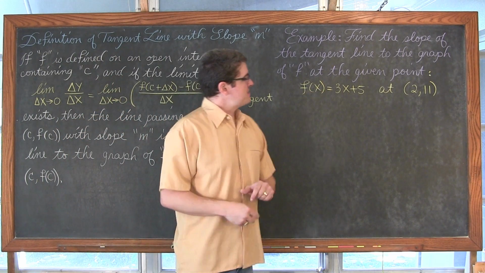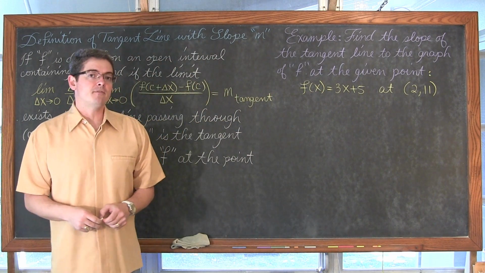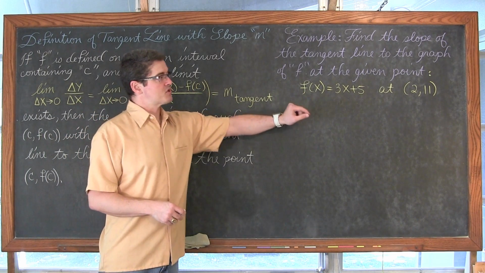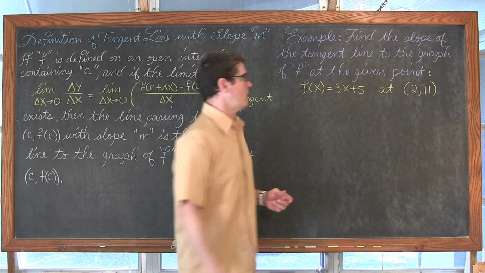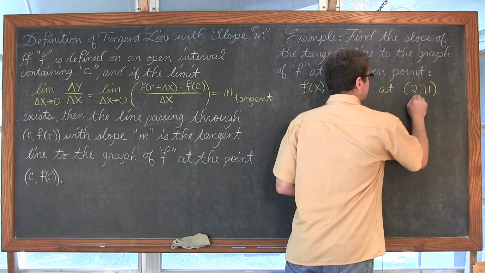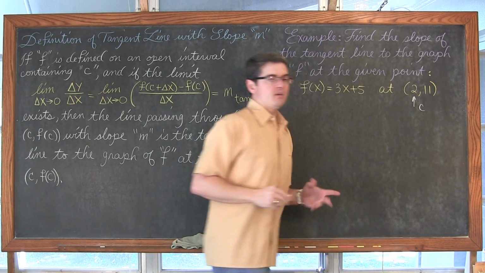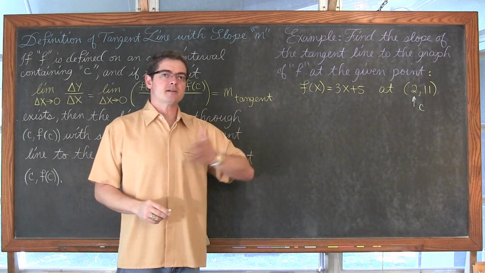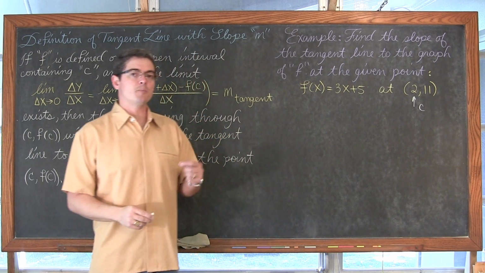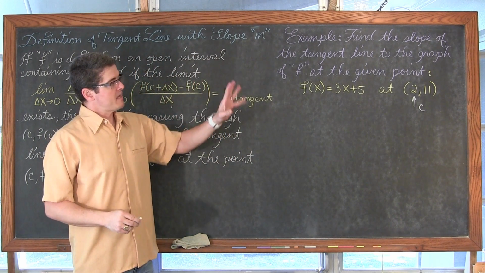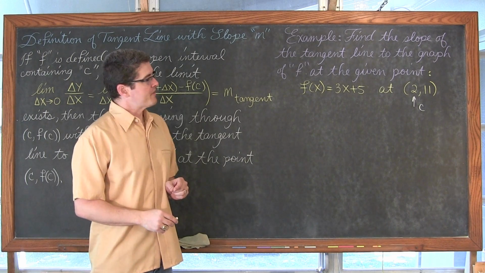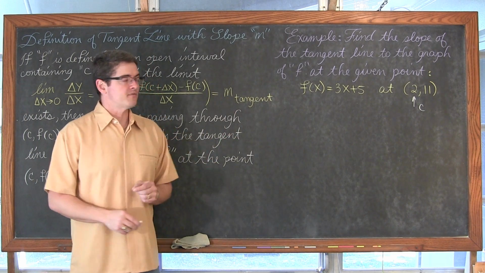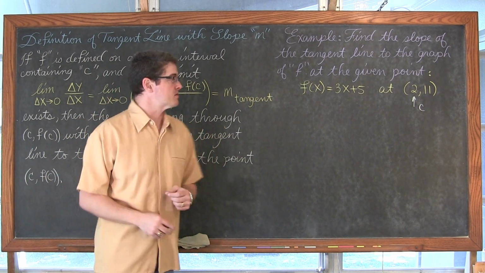We have f of x is equal to 3x plus 5, and I want to find the slope of this function at the point of tangency of (2, 11). Well, c is that value of x, that value along the x-axis in which we're trying to find the slope of the tangent line. So when I say I want to find the slope of that tangent line at the point of tangency of (2, 11), I'm telling you that c is equal to 2.